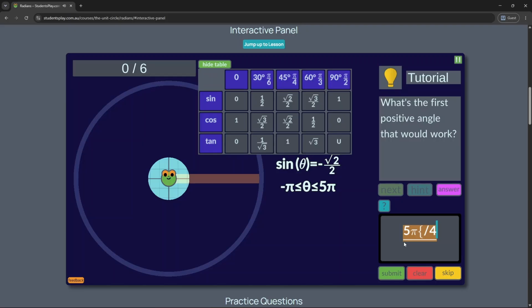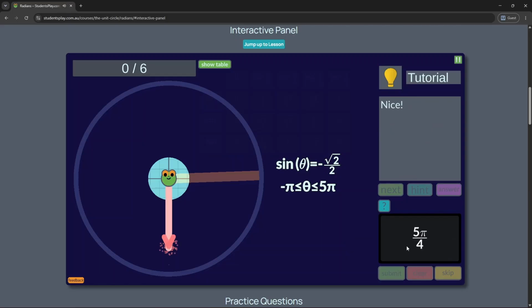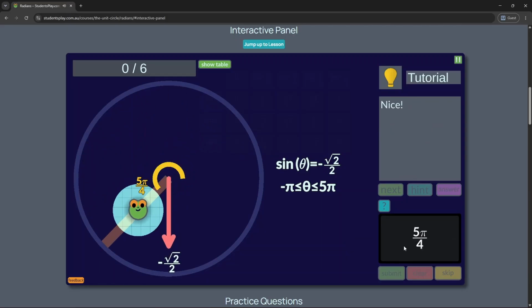Whoa, what happened with the formatting there? There's one time where the formatting can be a bit weird, so use the clear button. If you really can't get it, or it's being really glitchy, you can press the skip button. But I think I can just backspace here. I'm not sure what happened there. Maybe I typed it too fast or something. Let me clear that. 5 pi on 4. That's really weird. But anyways, if it does get super stuck, you can press the skip button. Very nice.